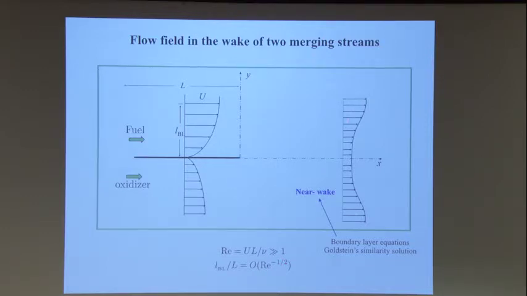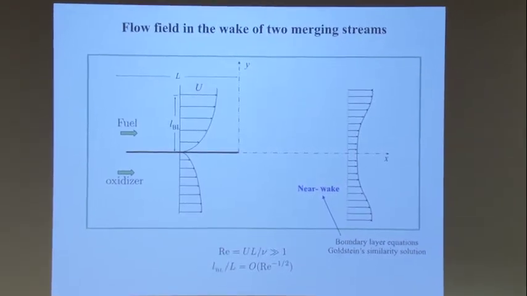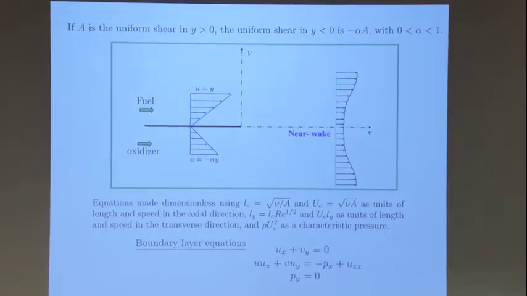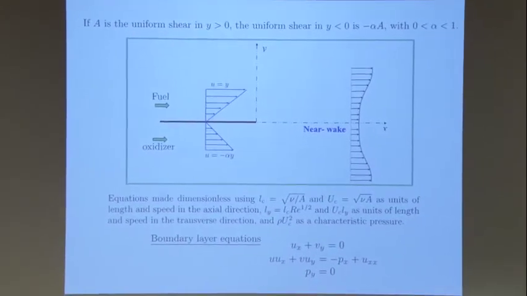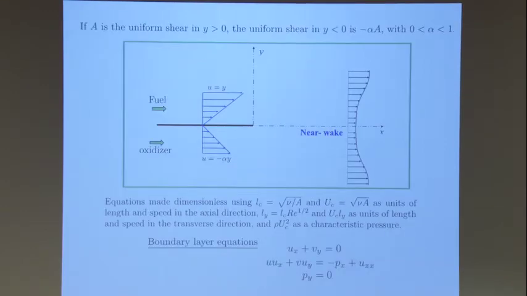And then you have a wake here, and the solution in the wake is often described by what is known as the Goldstein similarity solution. Goldstein described that, I think, in the 50s or so. But the problem with Goldstein's solution, I need to flip here a few slides to remind myself what I left here. Yeah, okay.